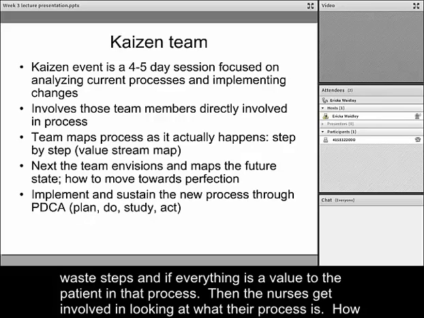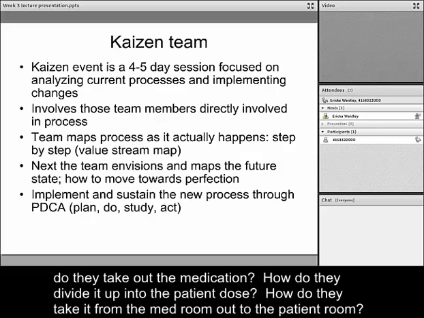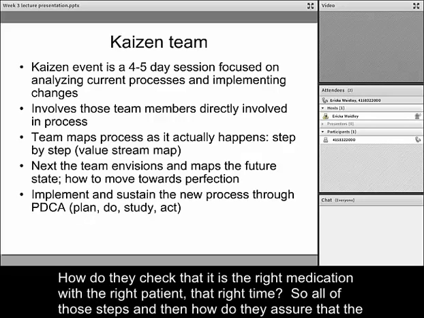Then the nurses get involved in looking at what their process is. How do they take out the medication? How do they divide it up into the patient dose? How do they take it from the med room out to the patient room? How do they check that it's the right patient with the right medication at the right time? So all of those steps.